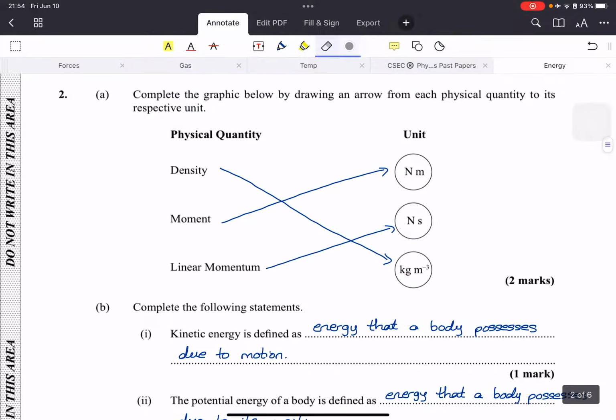Okay, so this is a by-the-way part in this question where we have to match the units to the quantities, right? So it's good practice for your formulae. Density, we know, is mass per unit volume, which is essentially mass over volume. So mass will be in kilograms, volume will be meters cubed, right? Moment is the force multiplied by the perpendicular distance, so you have newton meter, and finally, the last one will be linear momentum.